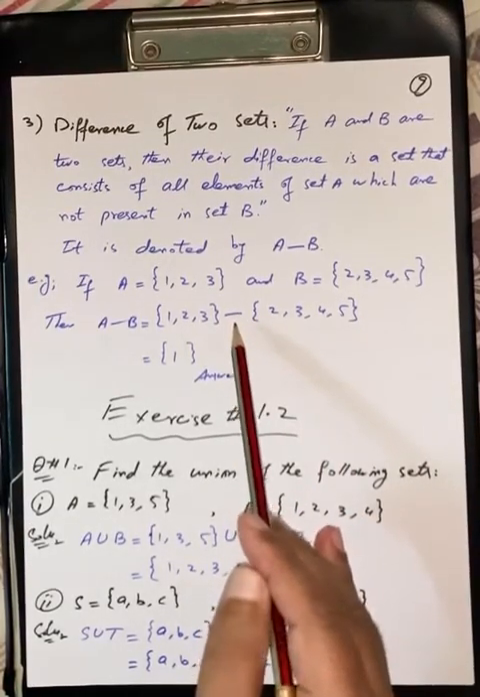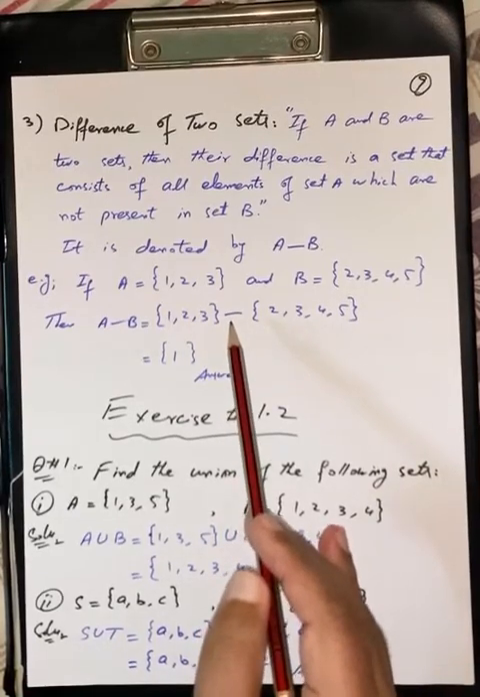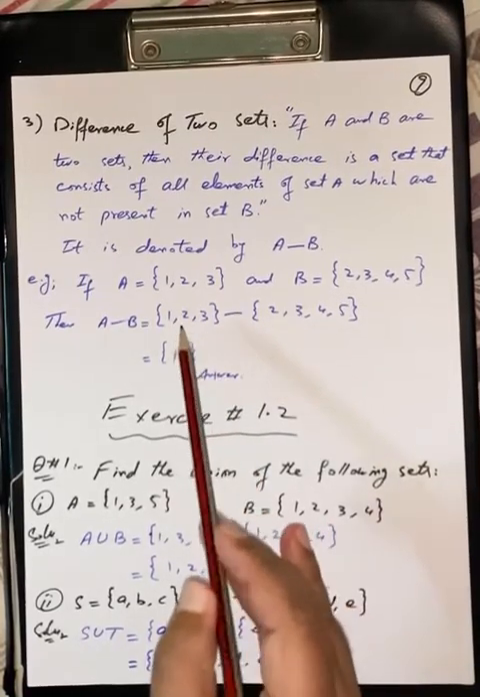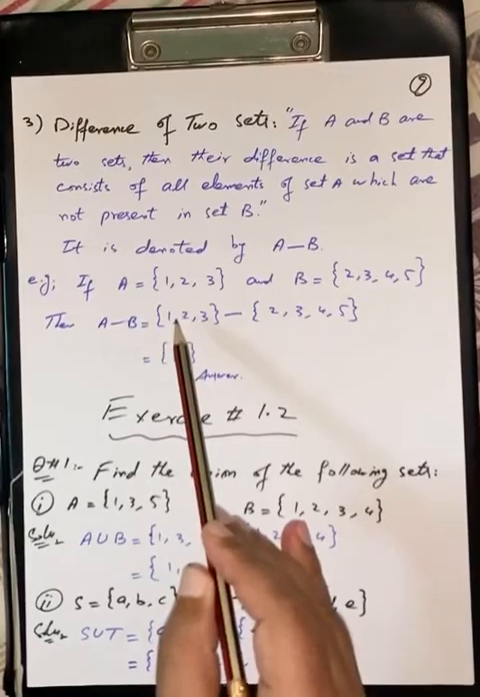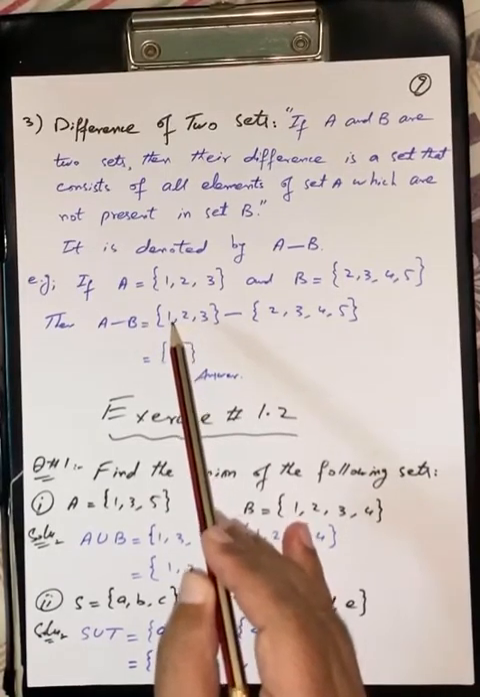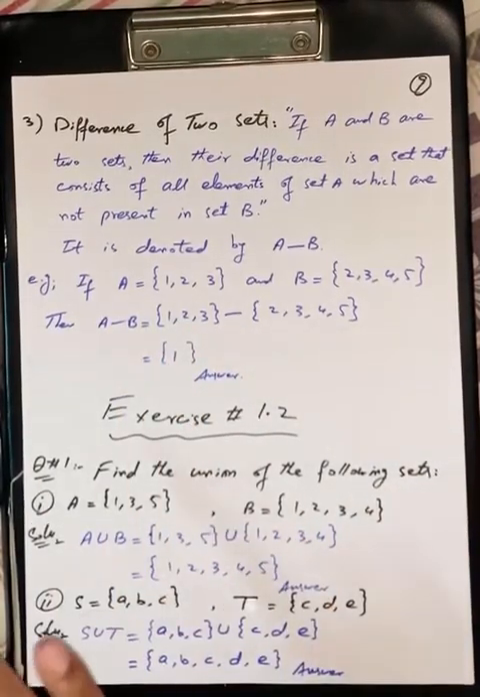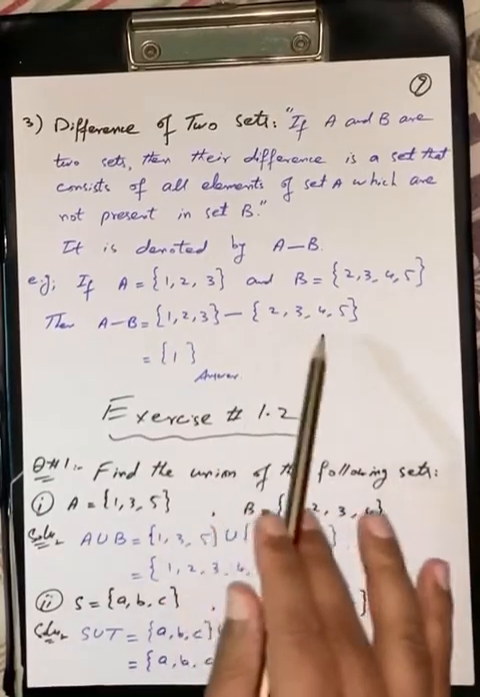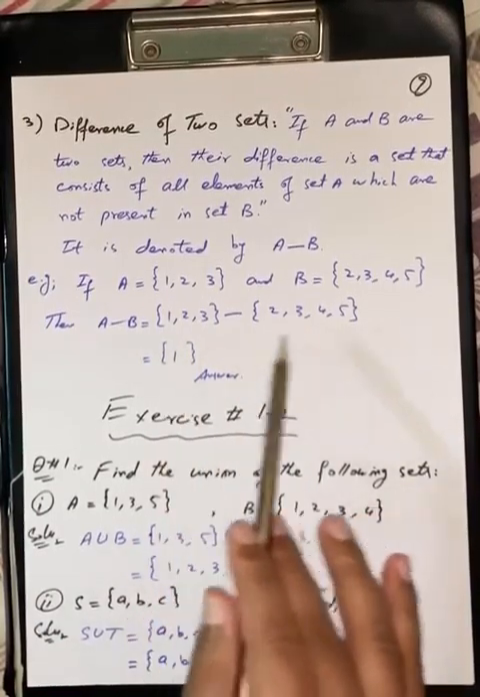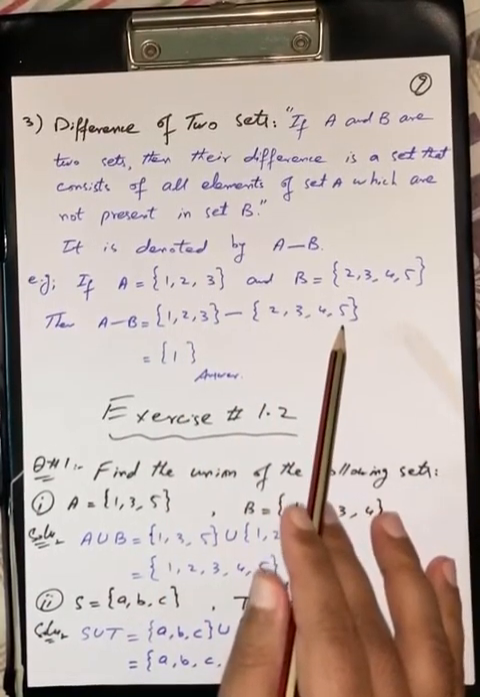Keep in your mind, beta. All boys and girls, keep this concept in your mind. In minus, we always write the first set's elements that are left behind. After cancellation of these two sets, you cannot write the second set's elements. Got it?